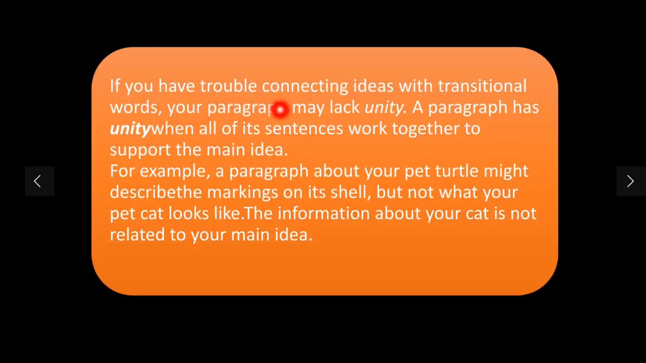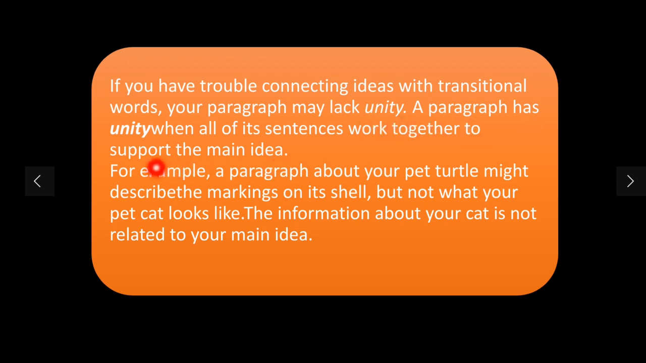If you have trouble connecting ideas with transitional words, your paragraph may lack unity. And if there is no unity, then your readers would find it difficult and hard to understand, and then you will fail as a writer. So if you want to be a successful writer, you need to learn how and where to use transitional words.